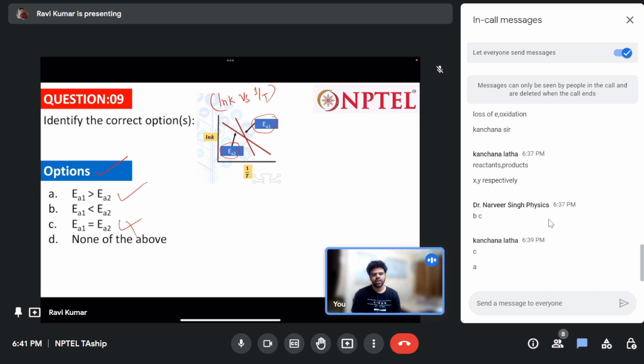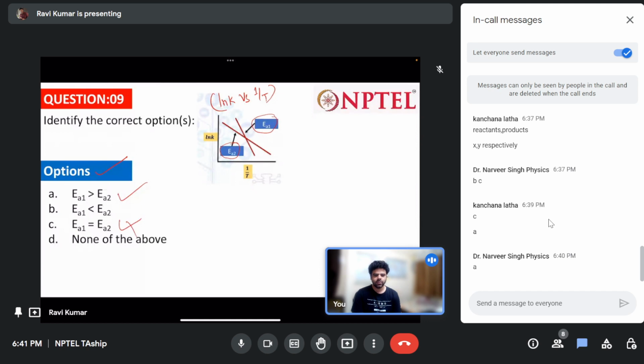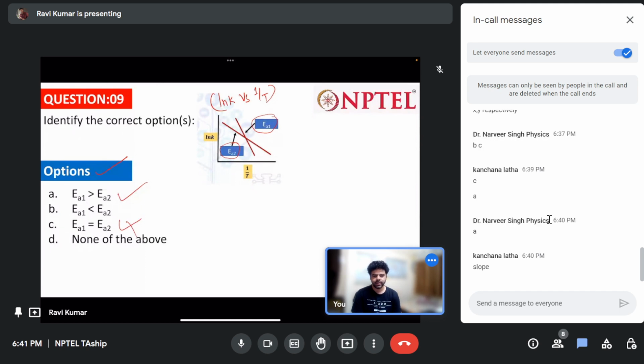And if you have solved this question, then please be ready with a calculator. The next question is based on some calculation. Only one answer for this. Oh, Dr. Narveer Singh, A. Okay. Kanchana, yes, slope. More the slope, more will be the activation energy, because slope is EA by R. Yes. Option A is the correct answer.